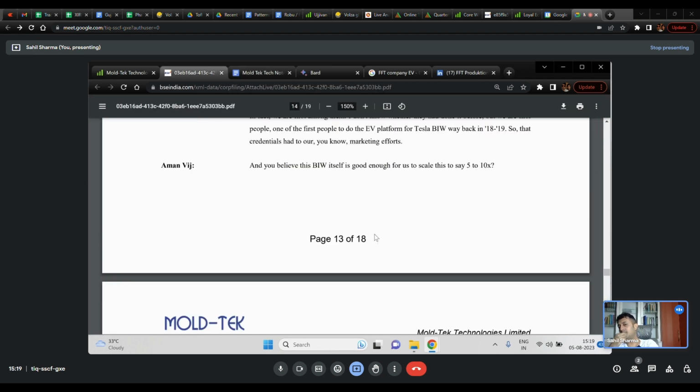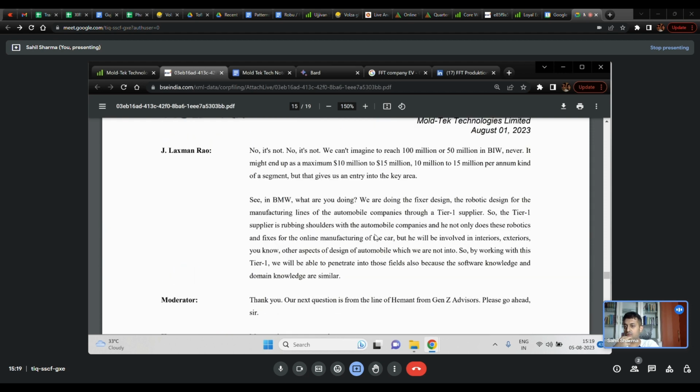Now he's asking is BIW good enough to scale 5 to 10x? And they're saying no, it's not good enough, and we can't reach like 100 million or 50 million. Maximum they can go is like 10 to 15 million. But it's an important area. Fixer design, robotic design for the manufacturing lines.